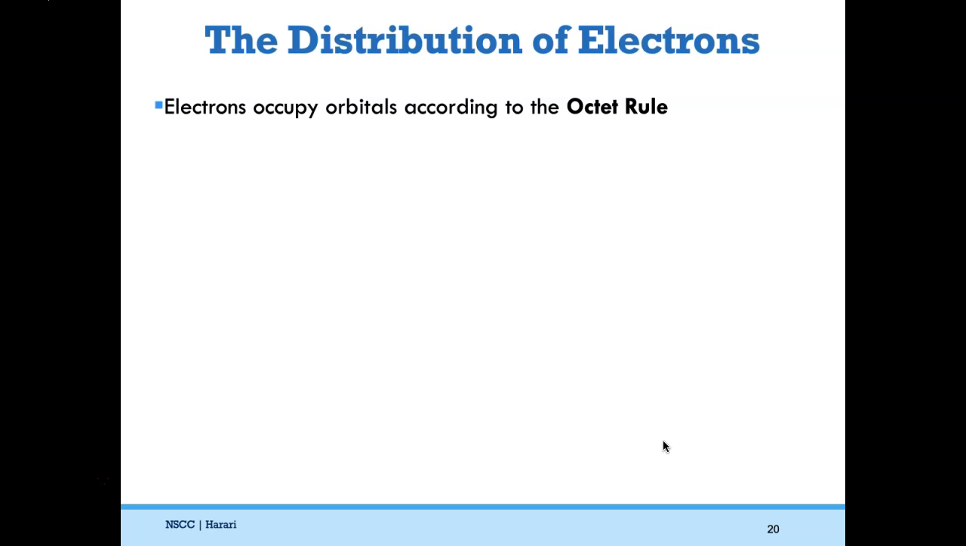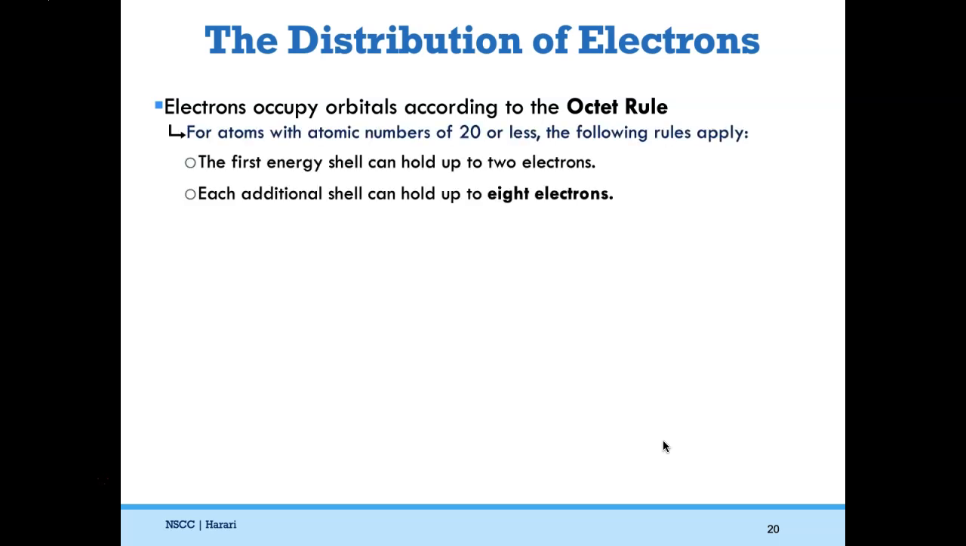Electrons occupy orbitals according to the octet rule. This might be a little tricky at first, but I'm not going to require you to know too much detail about the octet rule. I just want you to know this. For atoms with atomic numbers of 20 or less, the first energy shell can hold up to 2 electrons. Each additional shell can hold up to 8 electrons. And each lower shell must be filled before electrons can occupy the next shell.